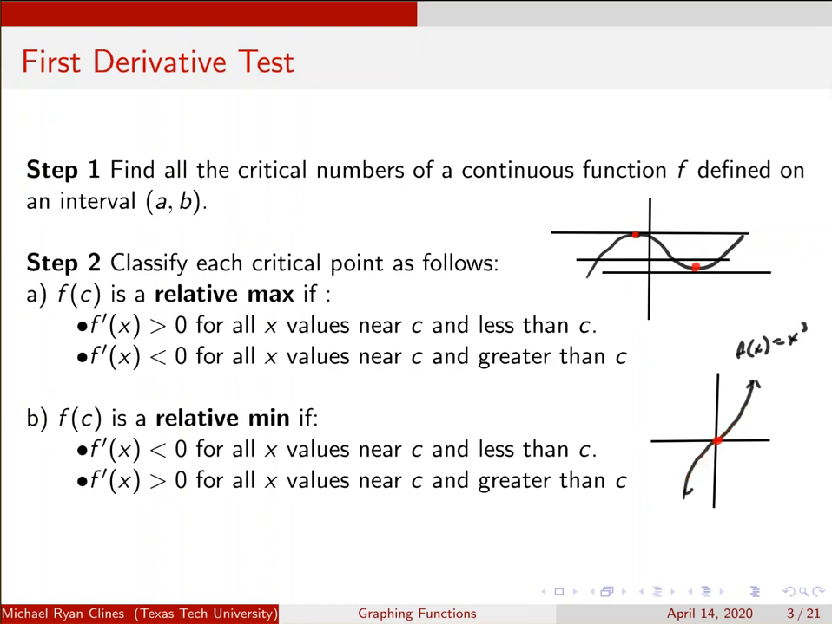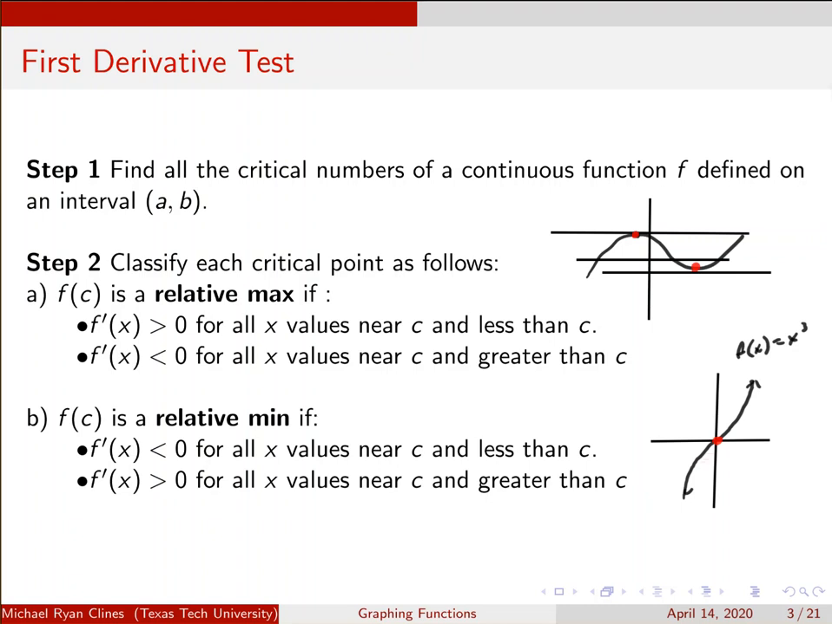Think limits. To know the limit exists, you have to look at it from the left, and you have to look at it from the right. To know if this is a relative maximum or minimum, you have to look at it from the left and from the right. So to be a relative maximum or relative minimum, it has to be a critical point. But just because it's a critical point does not mean that it has to be a relative maximum or a relative minimum. All right? So what we're going to do is use the first derivative test to find the relative extrema of functions.